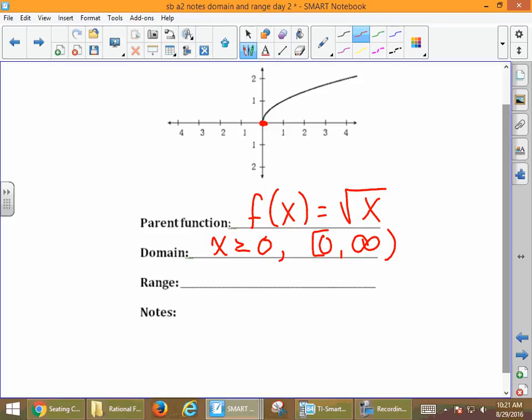Again, this picture is in the first quadrant. So all our x values are going this direction and all our y values are going up. So our range is going to be y is greater than or equal to 0. In interval notation, that is 0 to infinity again. We're going to explore this more on the back page. I didn't write any notes in per se yet. Is there something that you see that we could write in here?